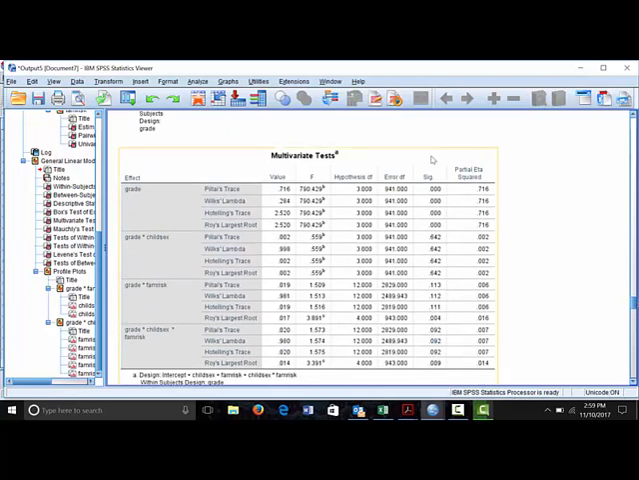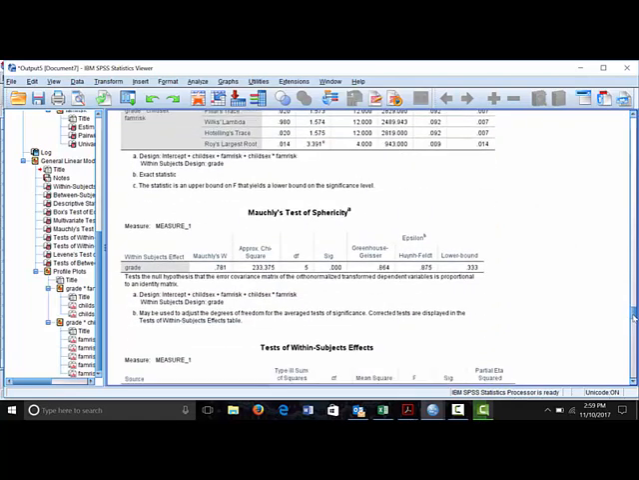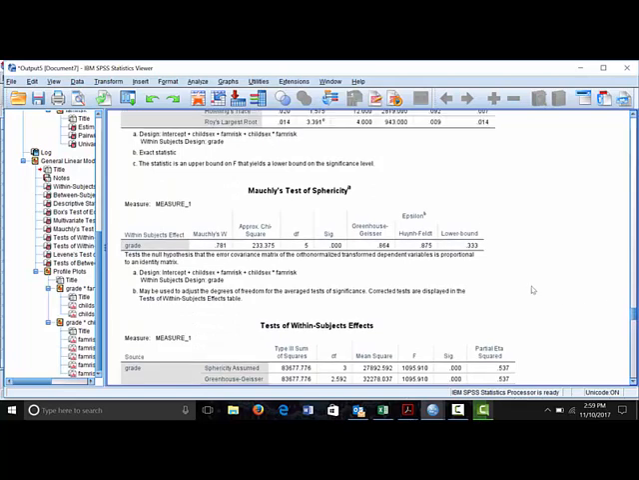We're not going to interpret this time as a multivariate test. We're going to skip down here to Mauchly's test of sphericity. Sphericity is the assumption that different combinations of time-dependent or repeated measures variables share common variances. Another way of thinking about it is that the correlations between time 1 and time 2, between time 1 and time 3, and between time 2 and time 4 are all the same. That's a very difficult assumption for us to meet.